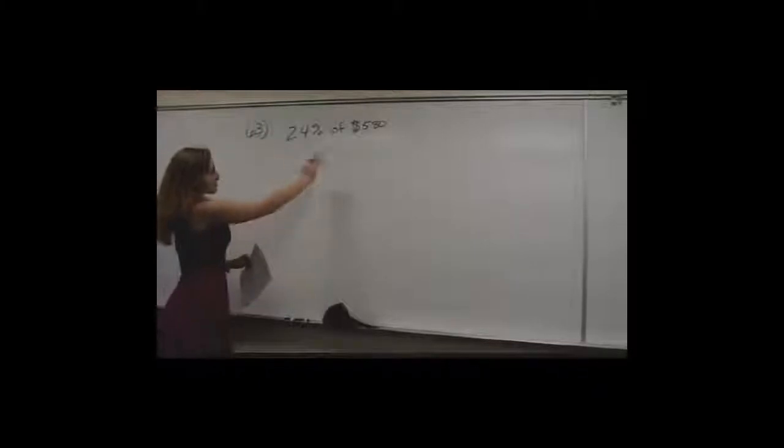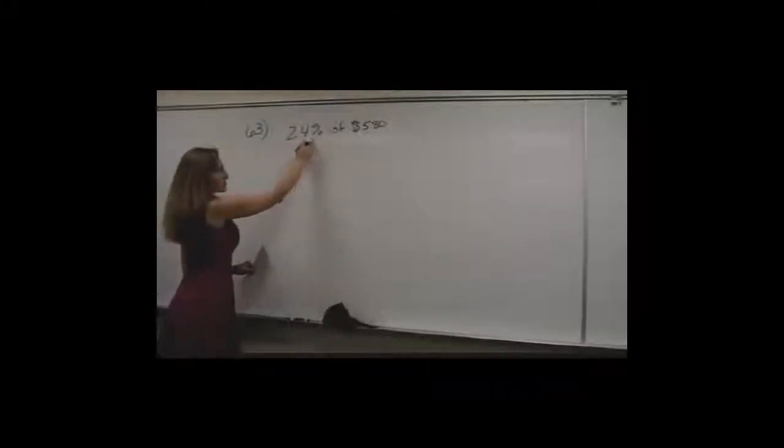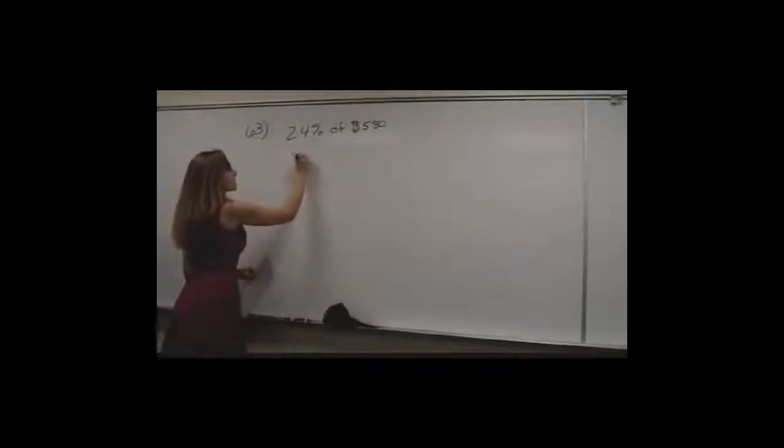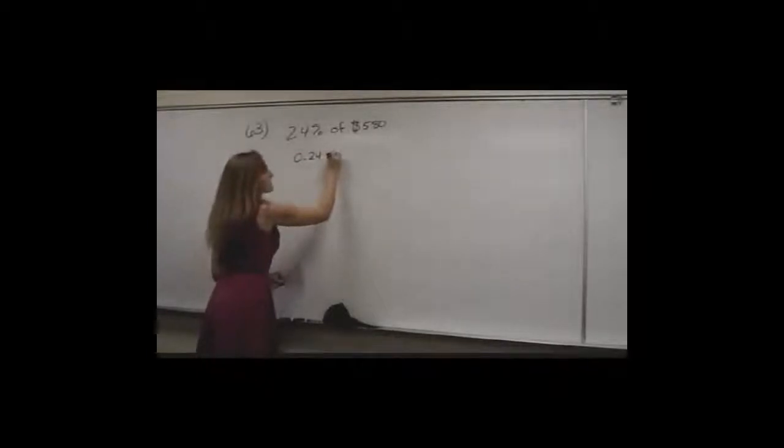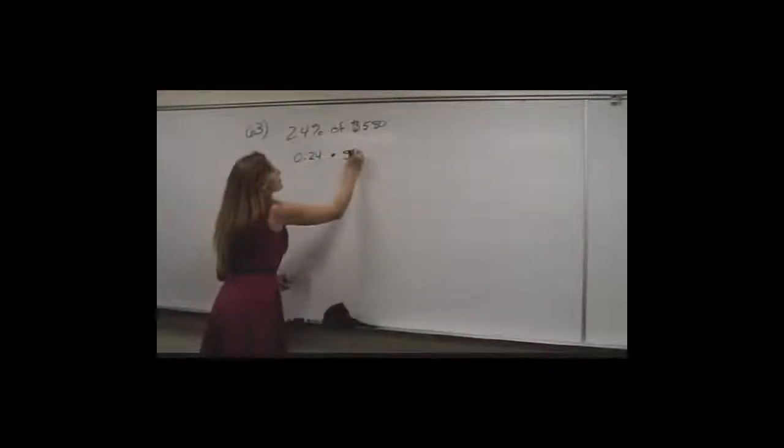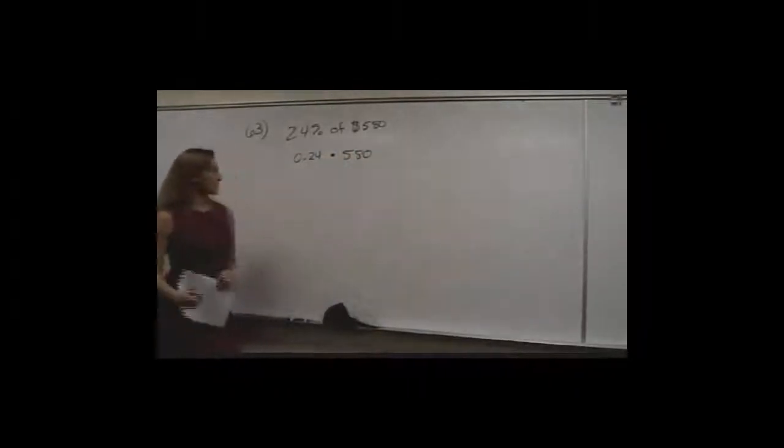Now, a couple things I'm going to need to change. First of all, I don't want to use a percentage symbol. I want to use a decimal instead, so I'm going to choose 0.024. The of is a times sign, and then I'm going to keep the 580.